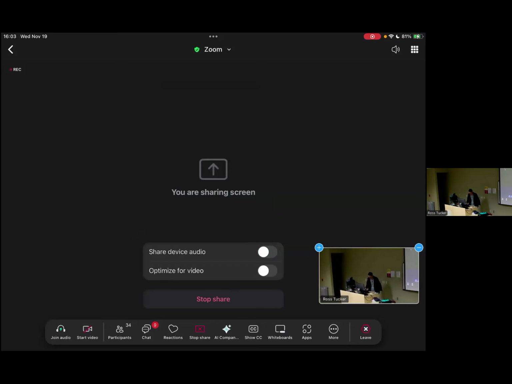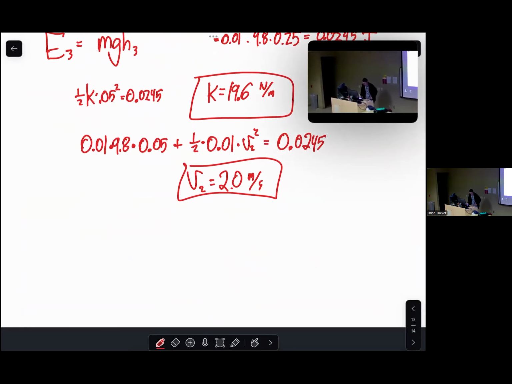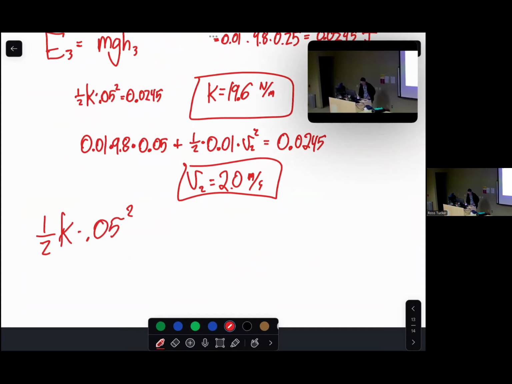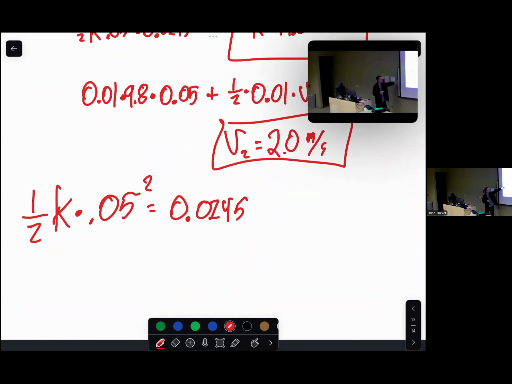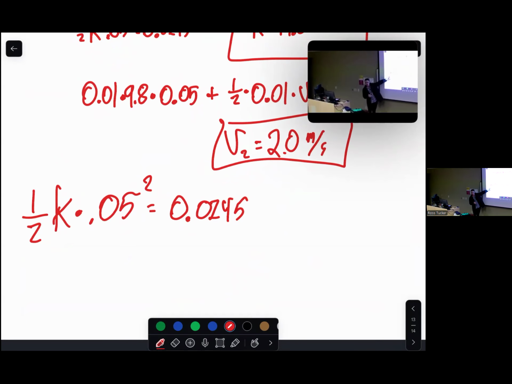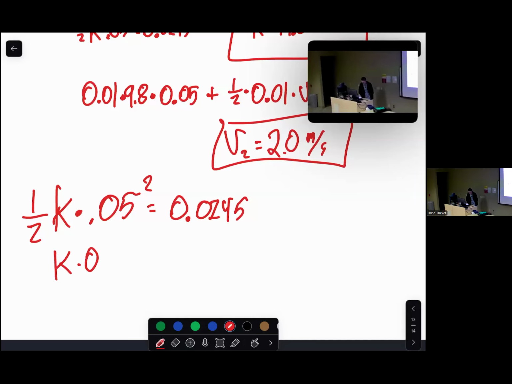Okay, so the big question was solving for K. I have 1/2 times K times 0.05 squared equals 0.0245. I claim that the big idea of algebra is if you've got operations on something you want, undo those operations one at a time by reversing them. If I'm multiplying by 1/2, I can get rid of 1/2. I could divide by 1/2, or I could multiply by 2. If I multiply both sides by 2, I get this.